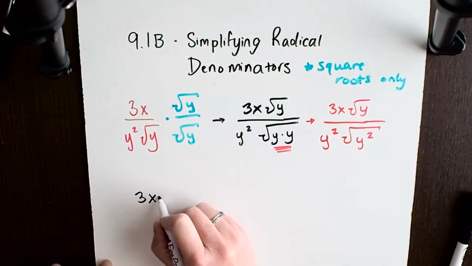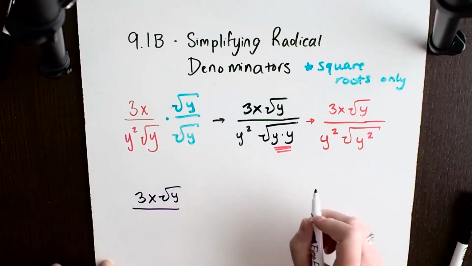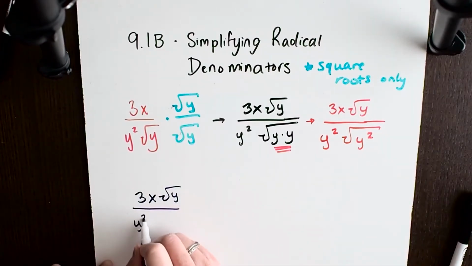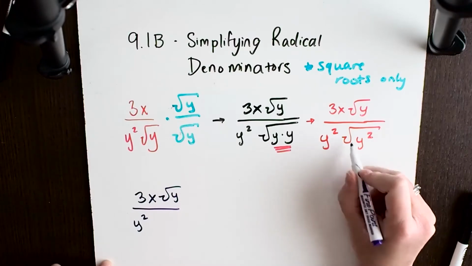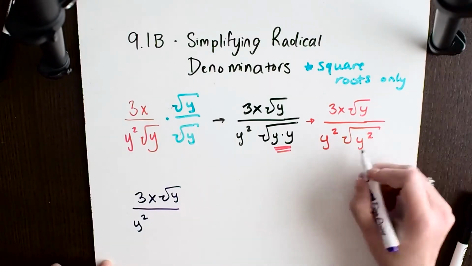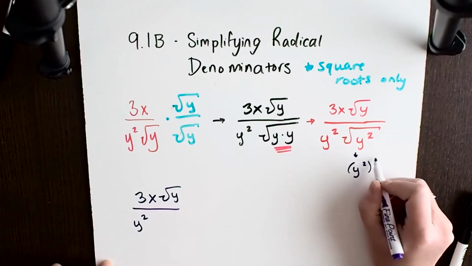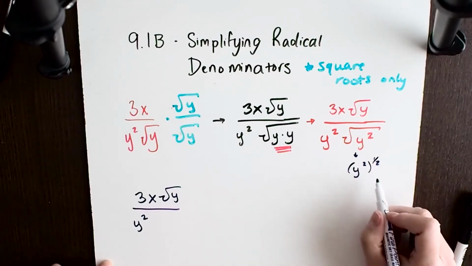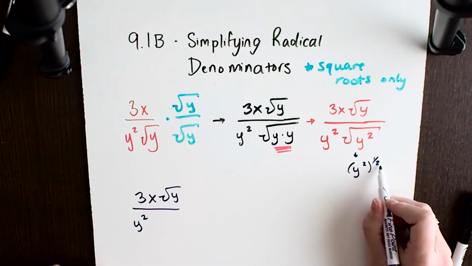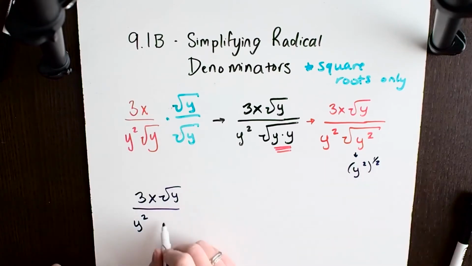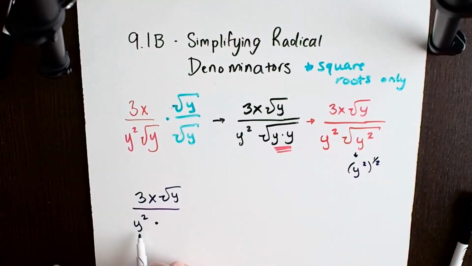3x times the square root of y on the top, and on the bottom we have y squared times the square root of y squared, which again, as we remember, is saying y squared to the 1/2. If we multiply the exponents, we get 2 times 1/2, which is y to the 1. So over here, we're just going to have y squared times y.